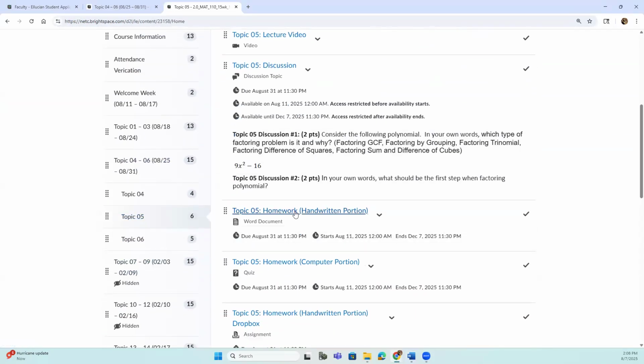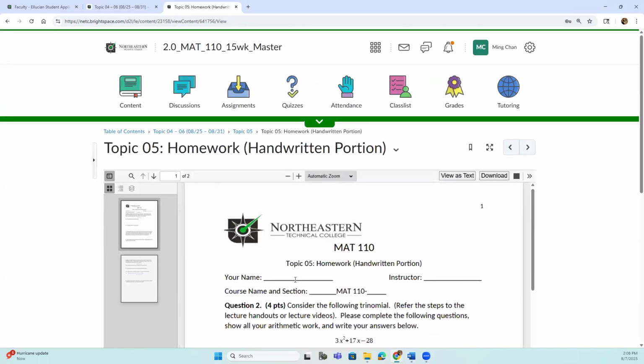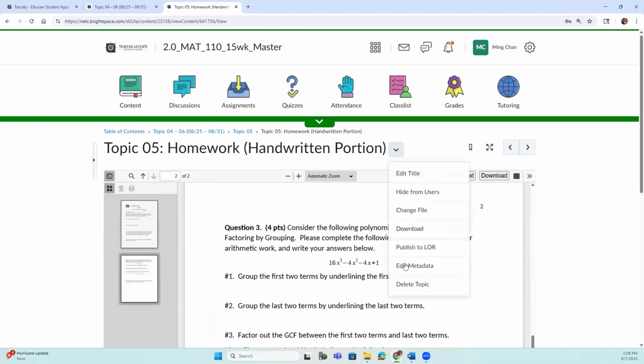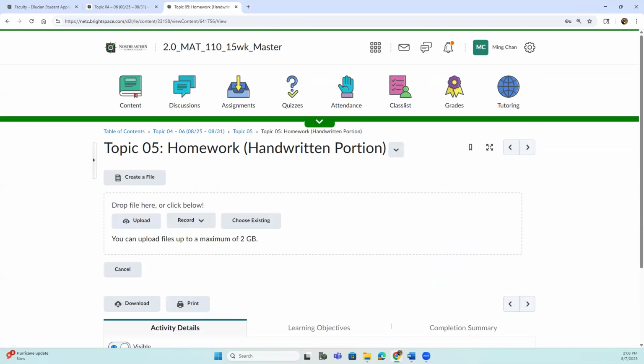So for topic number 5, handwritten portion, question number 1 should be this one. So I will change this file. I thought I uploaded the file, but it didn't take. I just substituted.